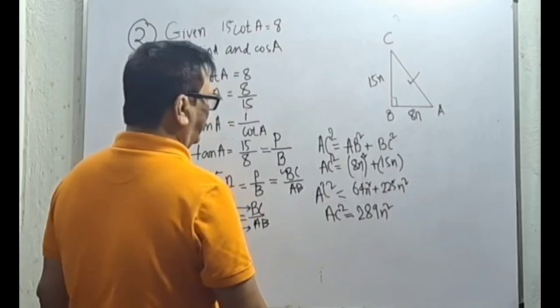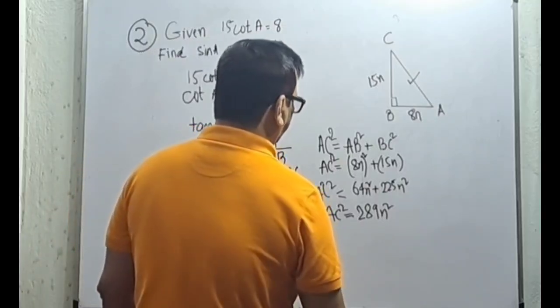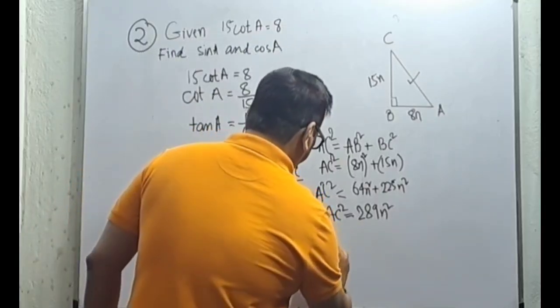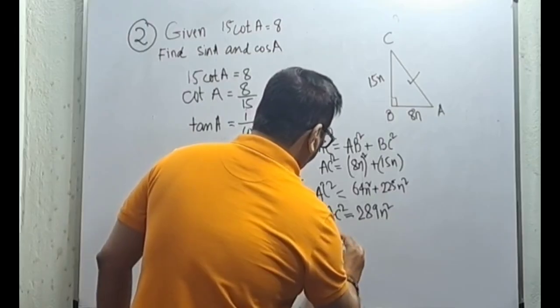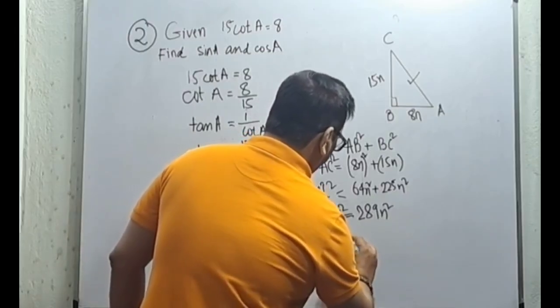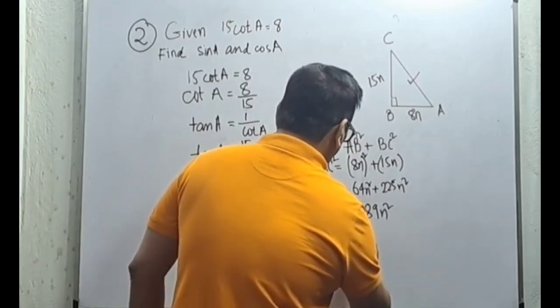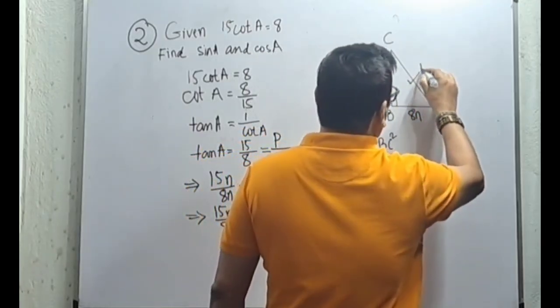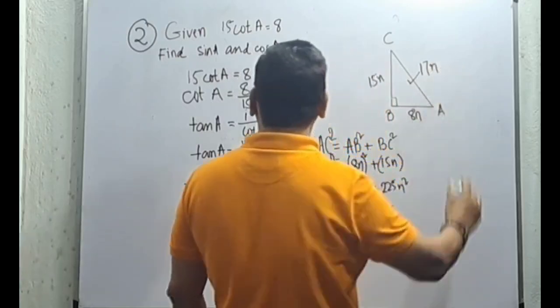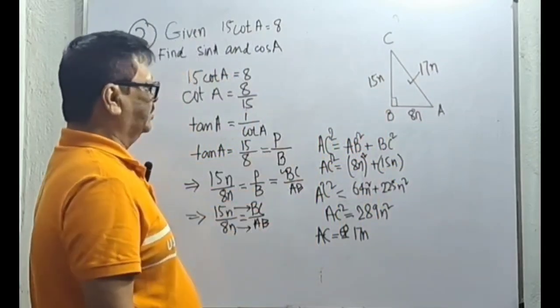correct? So AC will be equal to plus minus 17n. So we take the positive value. So we get 17n here. Is that understood?